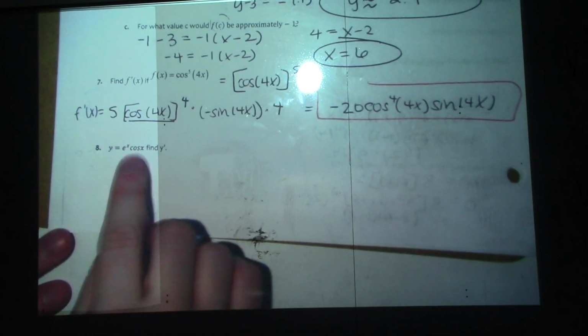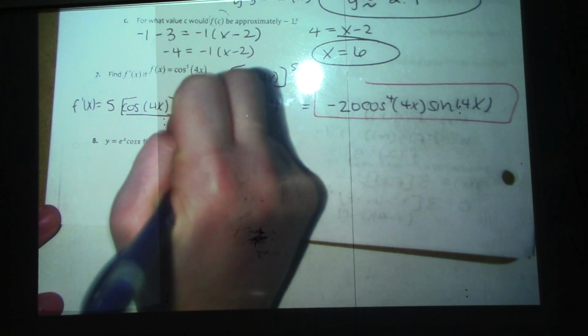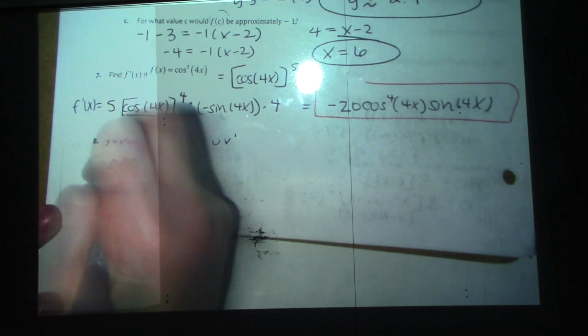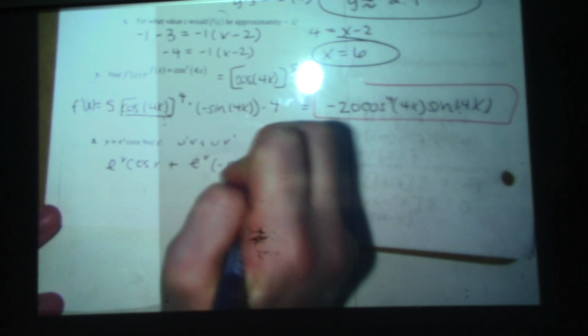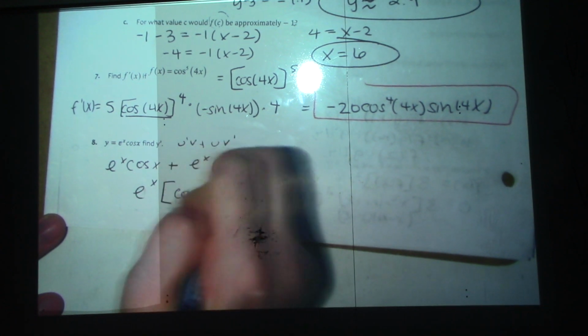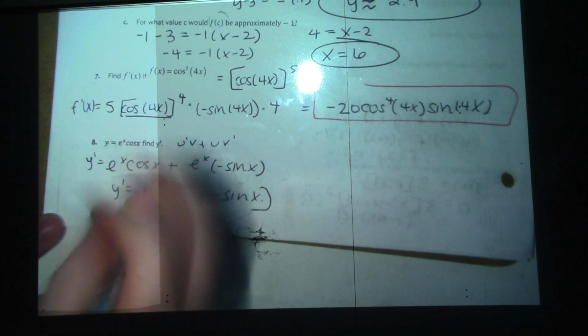Here I've got 2 functions being multiplied by each other, so I have to use my product rule like this. E to the x, derivative is just e to the x, keep v the same, plus, keep that the same, derivative of cosine is negative sine. So I just pulled the e to the x out and said that's just cosine minus sine, and that is my y prime. That would be your answer.